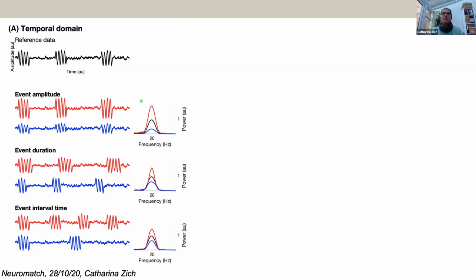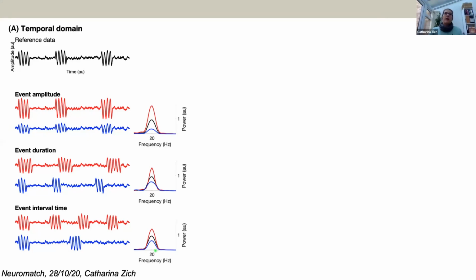On the right side of the small plot is the power spectrum, which is directly derived from this time series. Underneath, we see event duration. Again, in red, we have longer bursts this time, and in blue, we have shorter bursts and the respective power spectrum. And then on the bottom scenario, we have event interval time, which means we have events which have shorter and events which have a longer time between each other. And again, the power spectrum on the right.